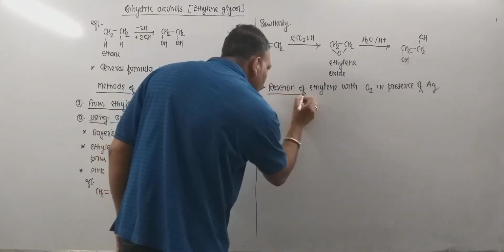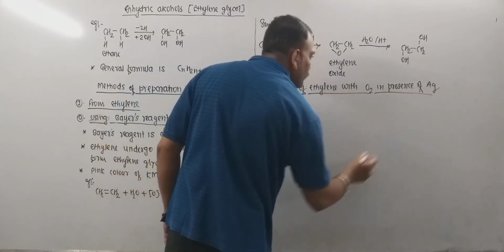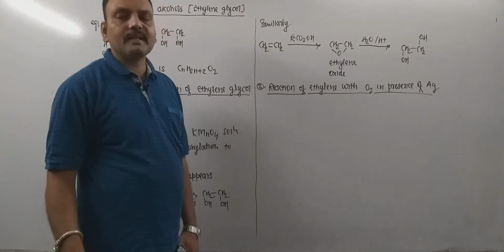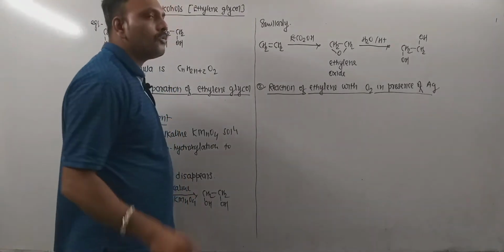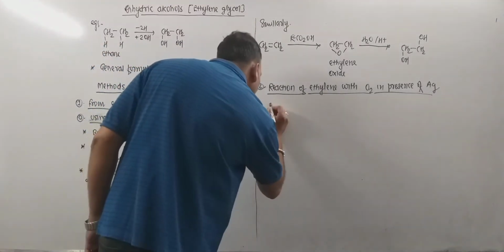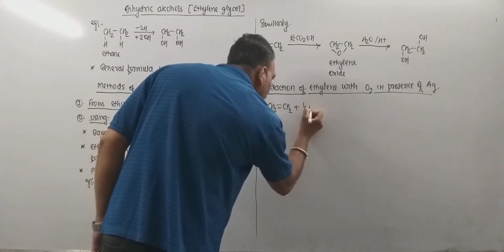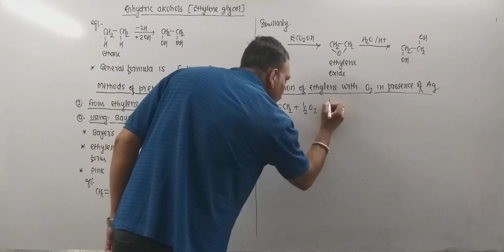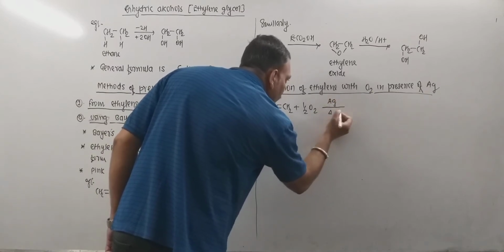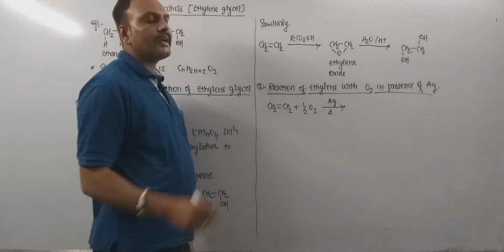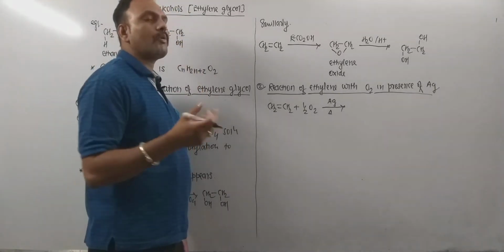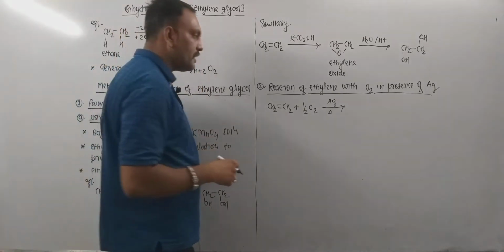So what we need to do, we need to heat ethylene with oxygen in presence of silver powder, and that too strong heating is required right here. So ethylene can be mentioned as, when we heat this ethylene with oxygen in presence of silver powder at high temperature, and remember temperature required right here is approximately 200 to 400 degrees Celsius.